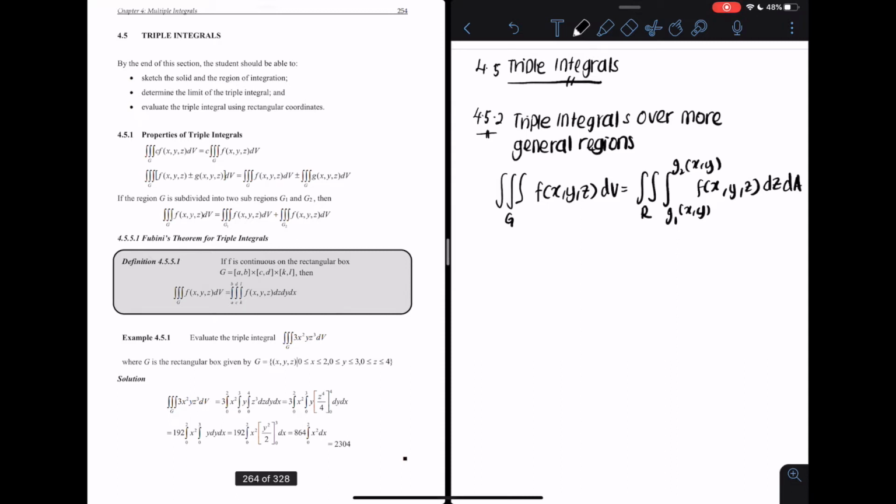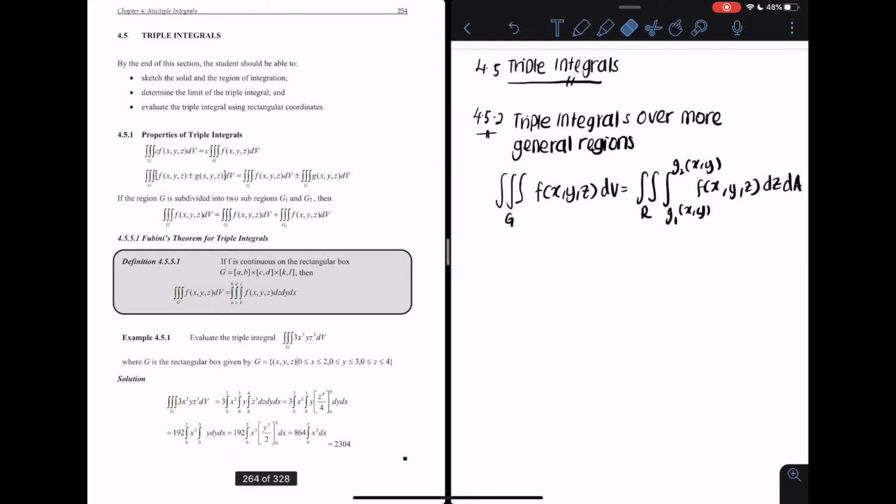So if you have your module with you, turn to page 254. Basically in this page we discuss the properties of triple integral, and we also have Fubini's theorem for triple integral. I really hope you can spend some time to go through all the materials on page 254, because this is very basic for you to understand, and you can understand it through your own readings.